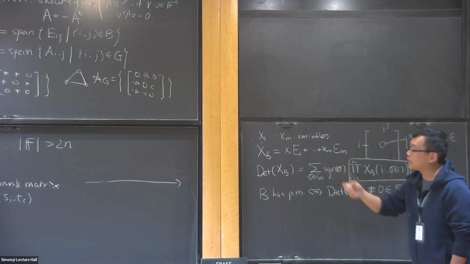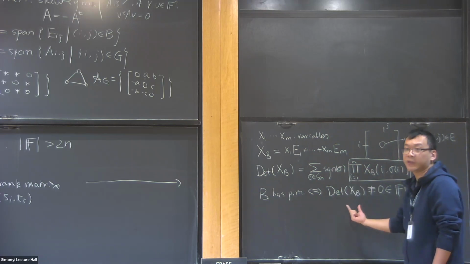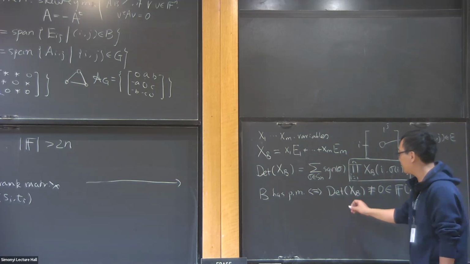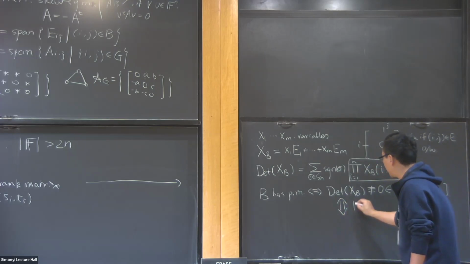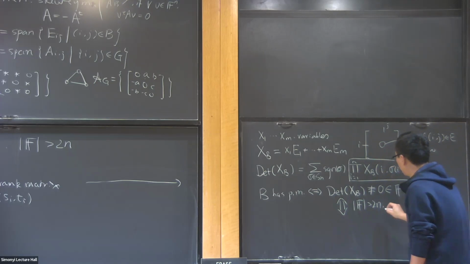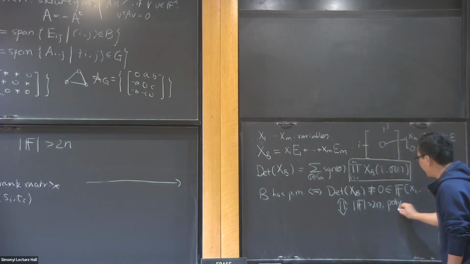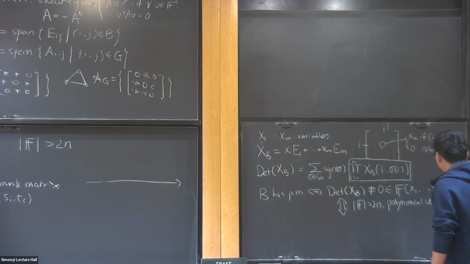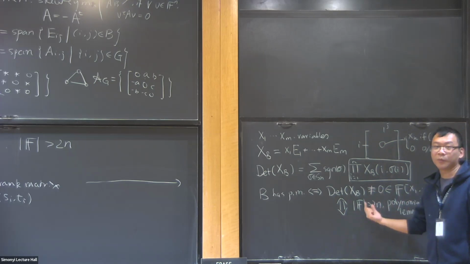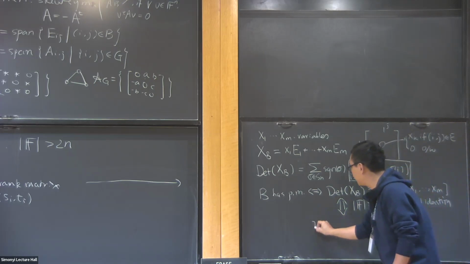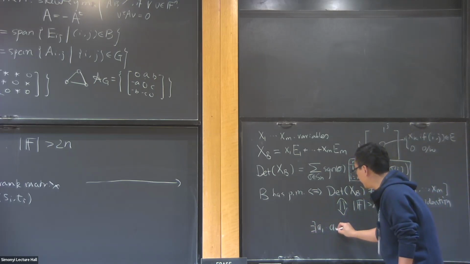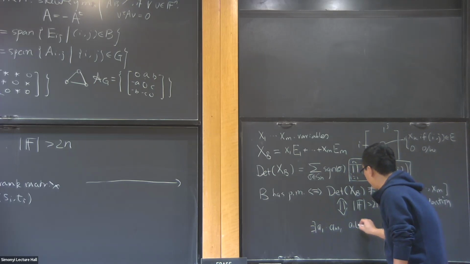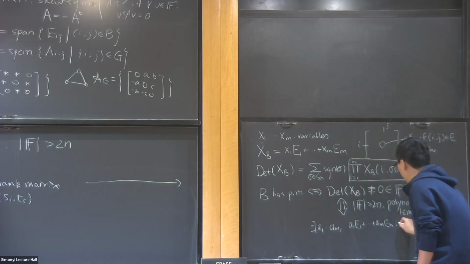But now, because we assume that the field is large enough, non-zero polynomial means non-zero function. Here we use that F is large enough, and the so-called Schwartz-Zippel lemma, and now people say it should be called the polynomial identity testing lemma. Over a large enough field, non-zero polynomial means non-zero function, so there exist a1 up to am such that a1 E1 plus up to am Em is full rank.